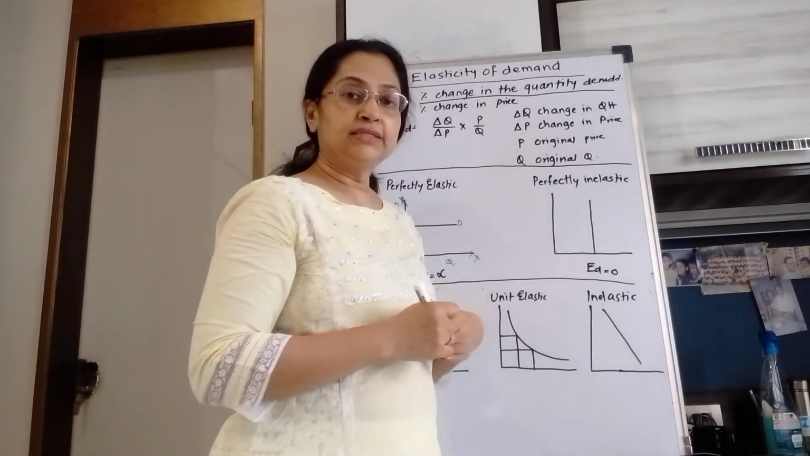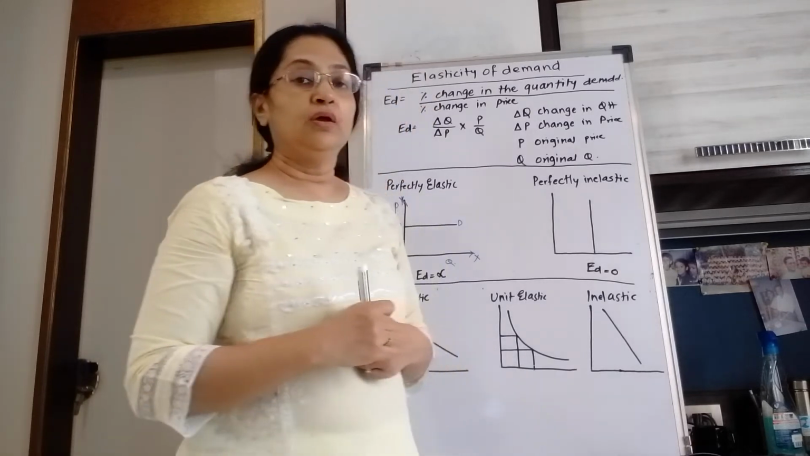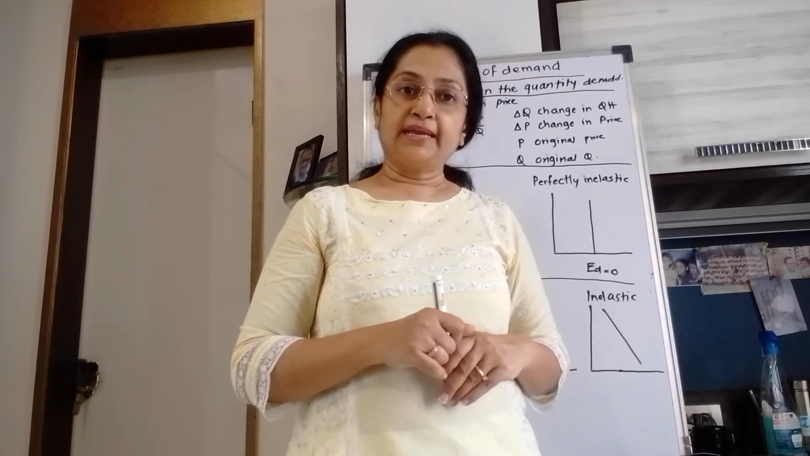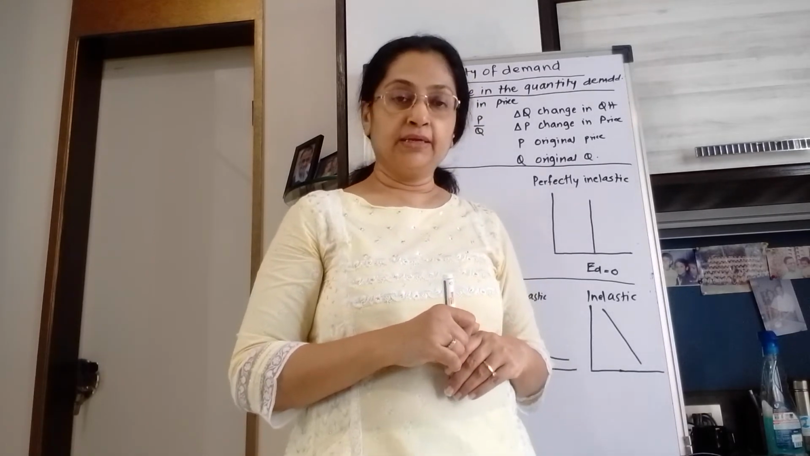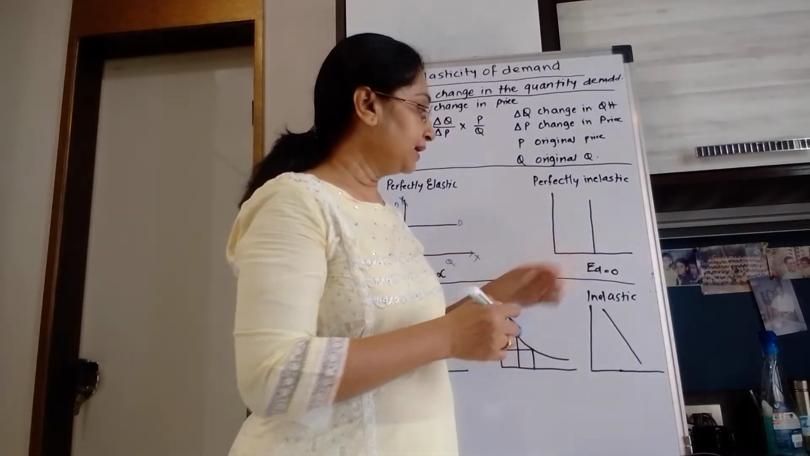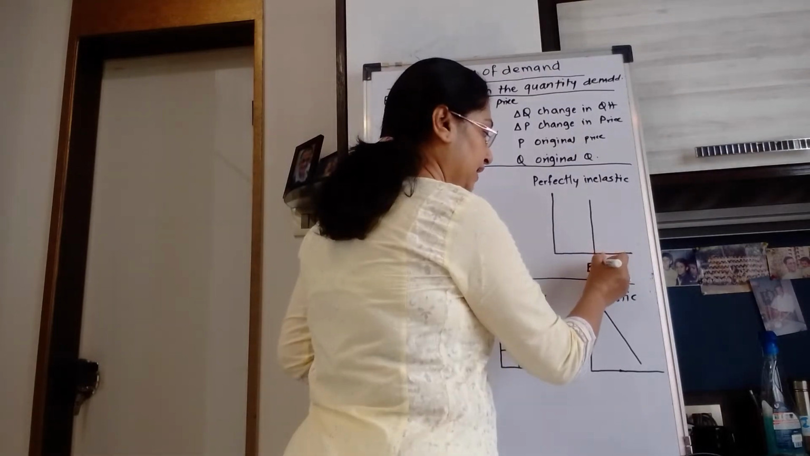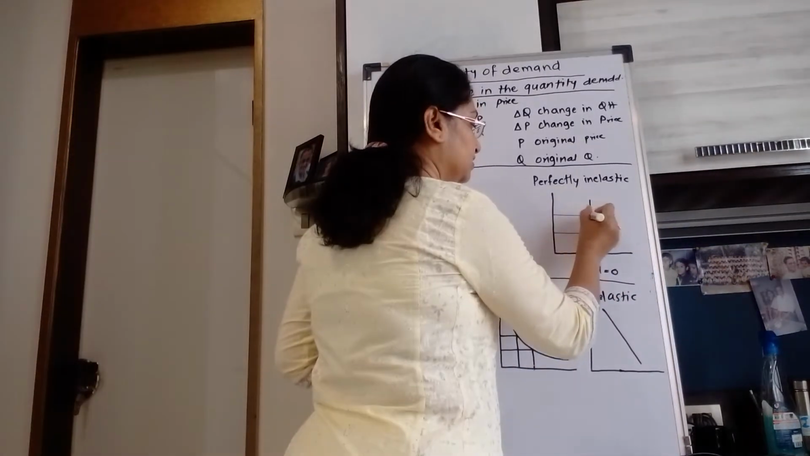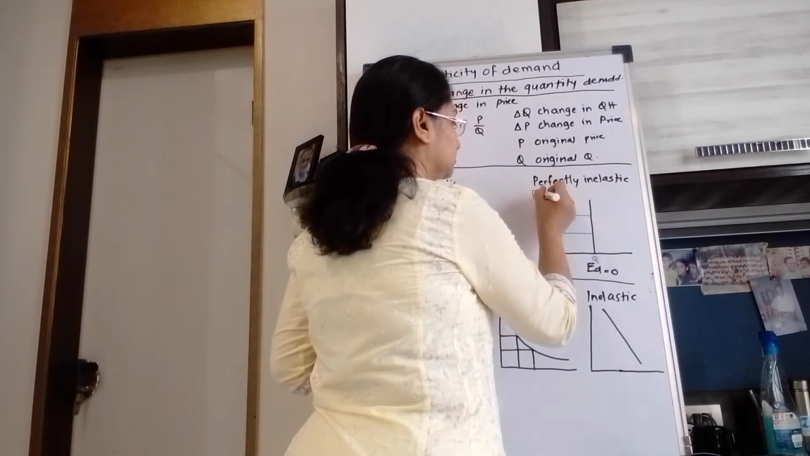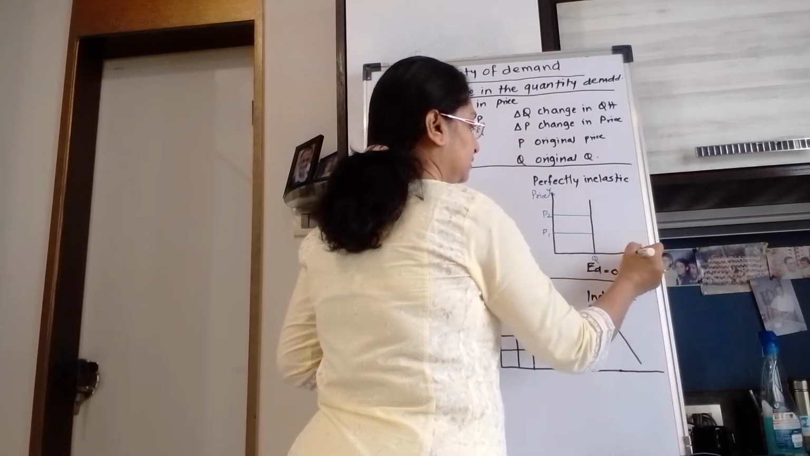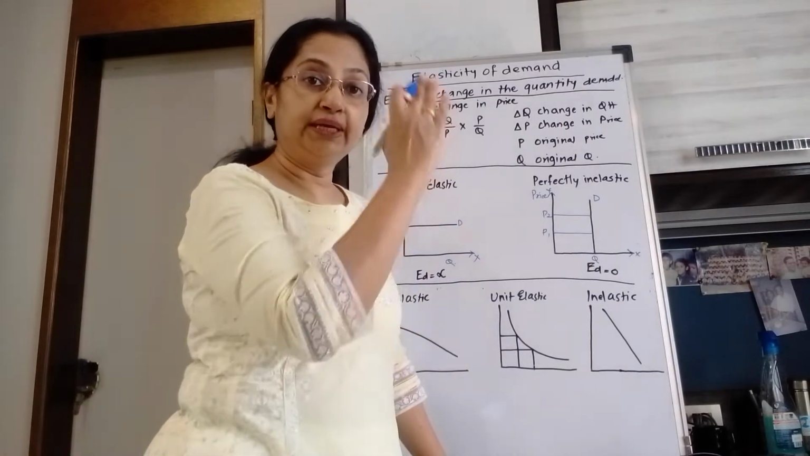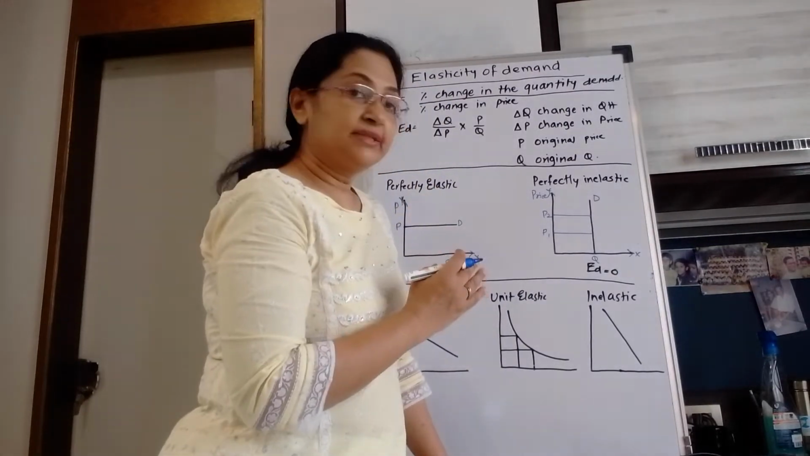Perfectly inelastic demand can be defined as when the quantity demanded does not change at all with a change in price. As you know, here in case of perfectly inelastic demand, quantity demanded is not going to change, it's going to remain there only at two different prices also, P1 and P2. You can see that even if the price changes, the quantity demanded remains the same, and therefore you get a vertical curve.